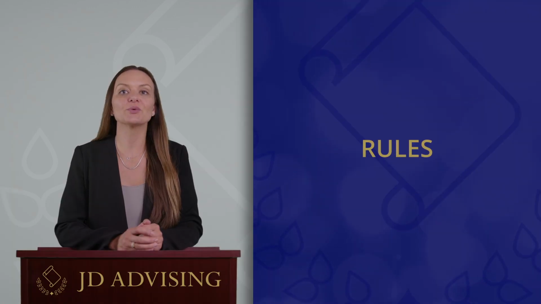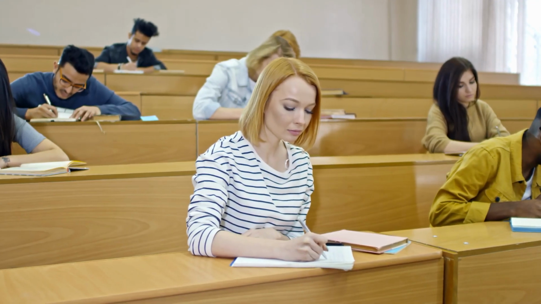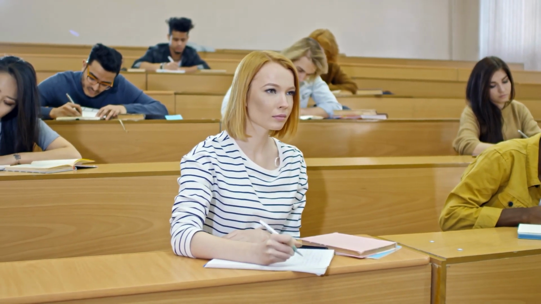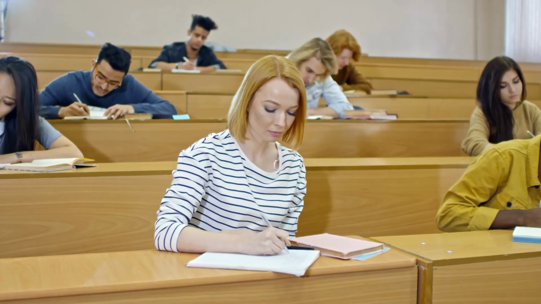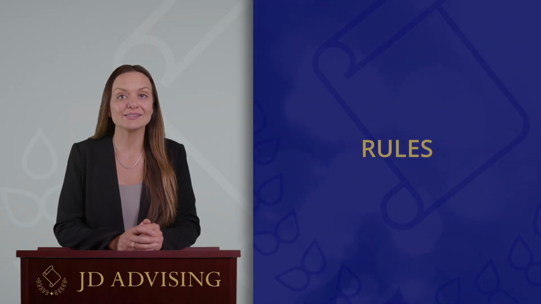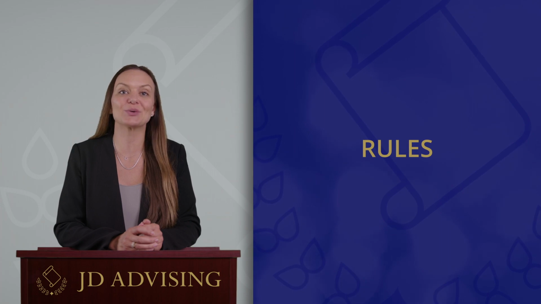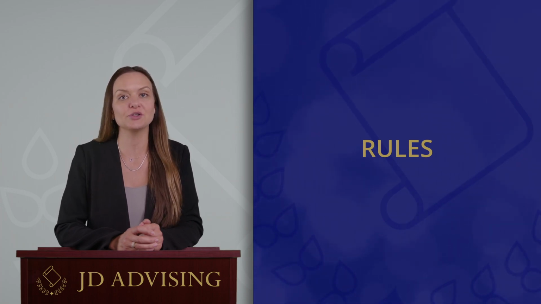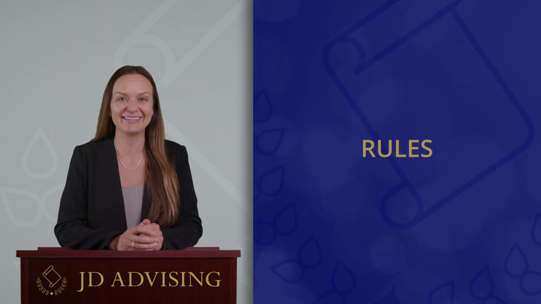The first are rules. One of your main goals in taking notes in your law school classes is to jot down or to capture the rules that are being discussed in class. This is because, for the most part, your outlines should be organized around rules. Thus, we need to make sure the rules are in your notes so they can end up in your outline.